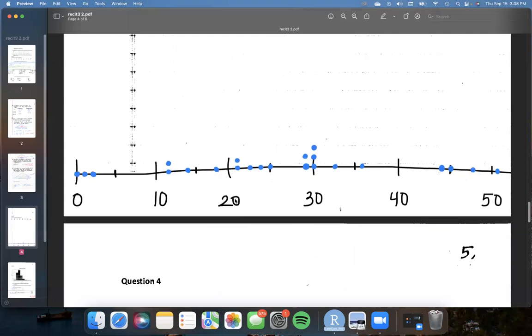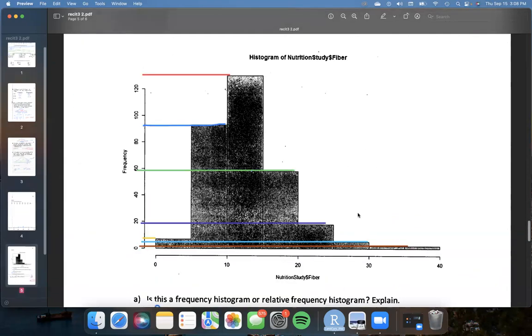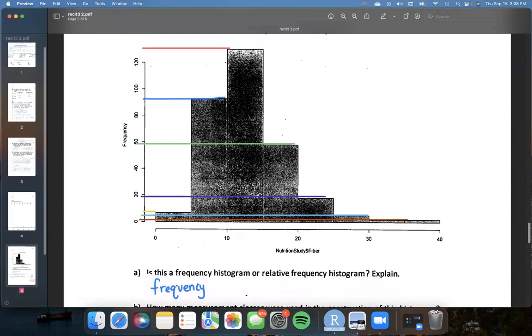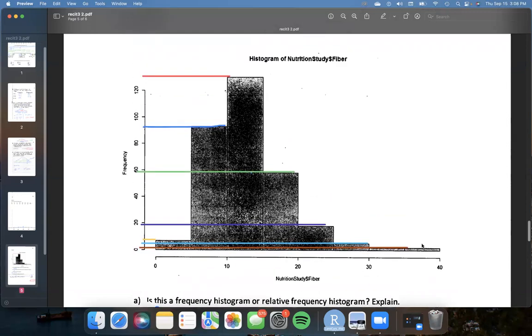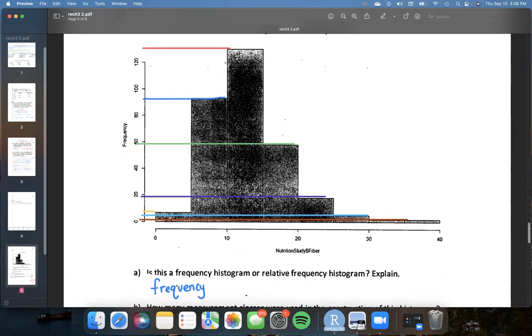Ignore the lines right now, they'll become useful in part D, but right now pretend those lines are not there. Is this a frequency histogram or a relative frequency histogram? This would be a frequency histogram. The y-axis is a big indicator of what type of histogram we're looking at. Here we're just looking at the frequency, not the relative frequency.